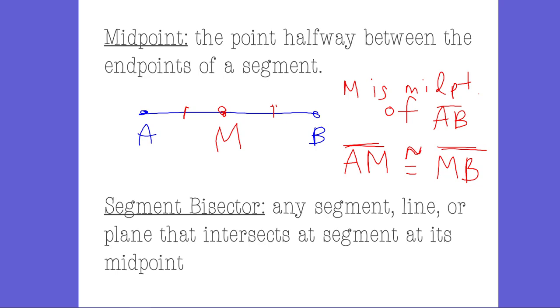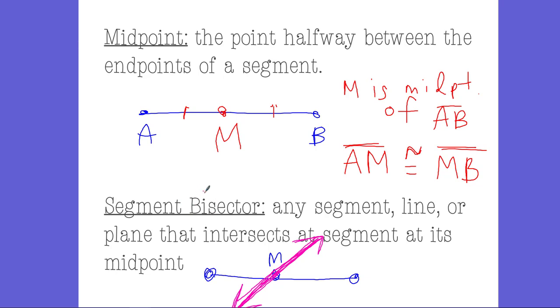A segment bisector is any segment, line, plane, anything that intersects a segment at its midpoint. So again, if I told you that M was the midpoint of this segment, and I have this line that passes through point M, that line would be a segment bisector. That pink line is bisecting the blue segment. It's passing through its midpoint.